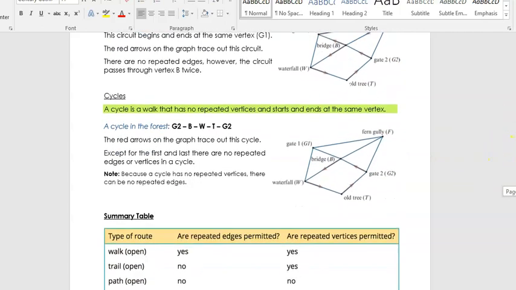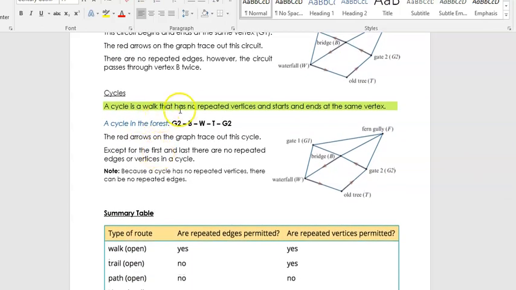But a cycle is a walk that has no repeated vertices and starts and ends at the same vertex. So it's like a subcategory of the path, or a special category of the path. So in this specific one here, we start at G2, we go to the bridge, to the waterfall, the old tree, and then back to gate 2 again. So we start and end at the same spot. We don't see the same vertex or repeat an edge.